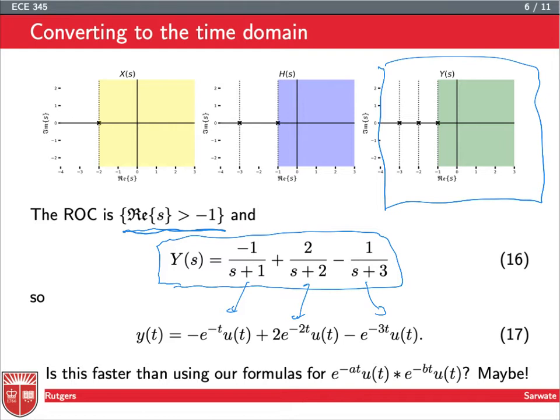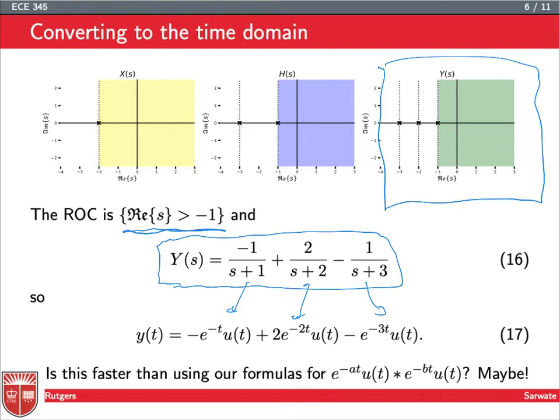We're looking at right-sided signals because the ROC is a right half plane. So we're going to take all right-going signals, which means we're going to have the u of t versions of these signals, not the u of minus t versions. So we get minus e to the minus t u of t plus 2 e to the minus 2t u of t and minus 1 times e to the minus 3t u of t.